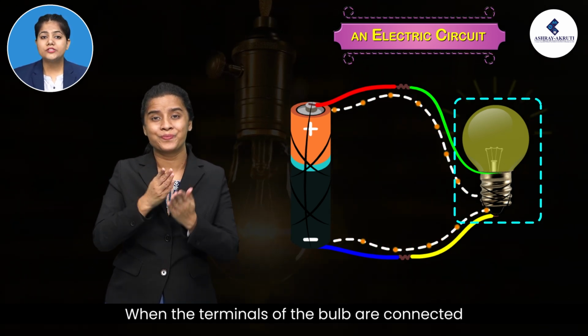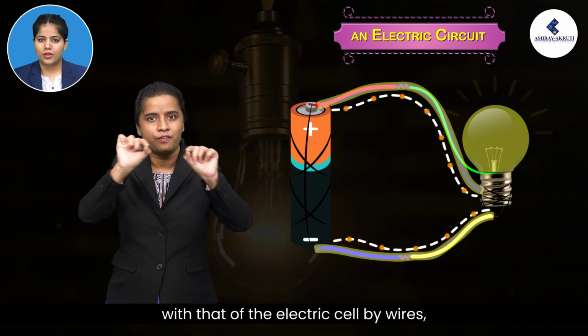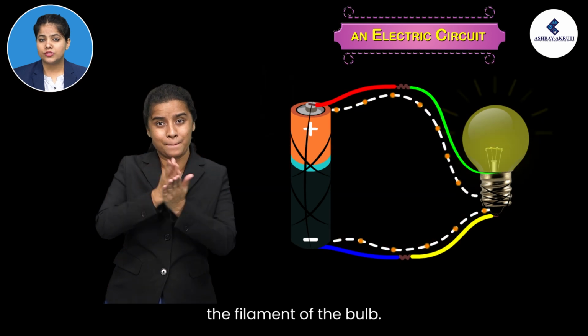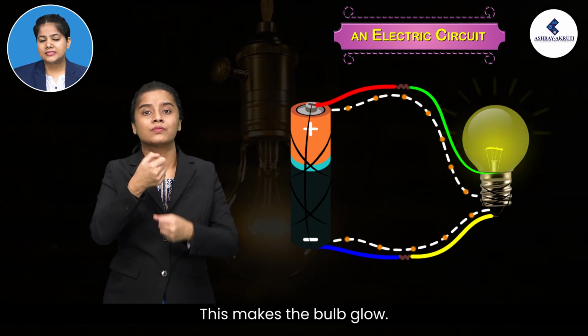When the terminals of the bulb are connected with that of the electric cell by wires, the current passes through the filament of the bulb. This makes the bulb glow.